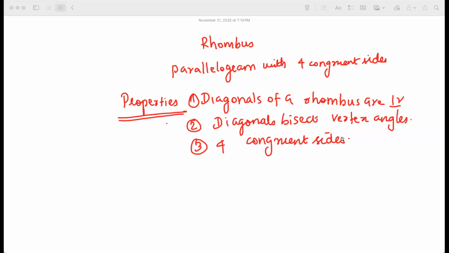Because in a rectangle, the diagonals just bisect. They are not perpendicular. Only on a rhombus are the diagonals perpendicular. Okay, now how about this?